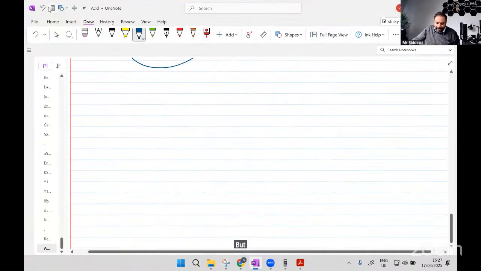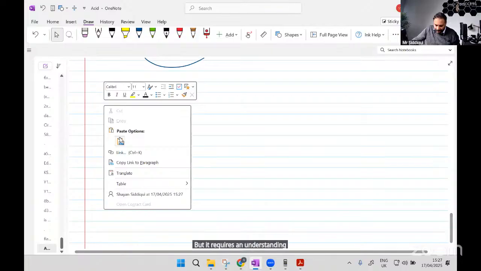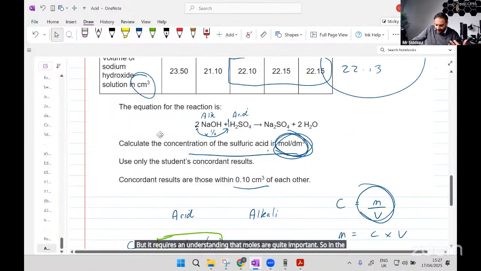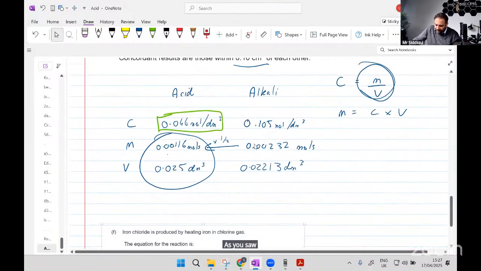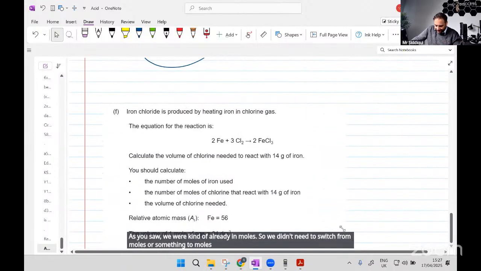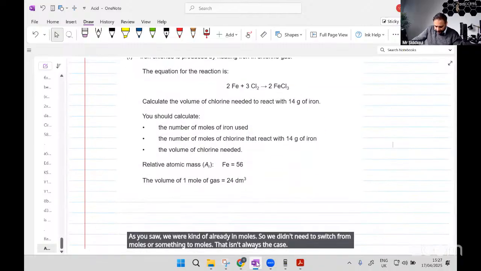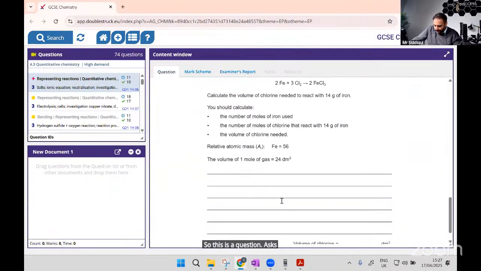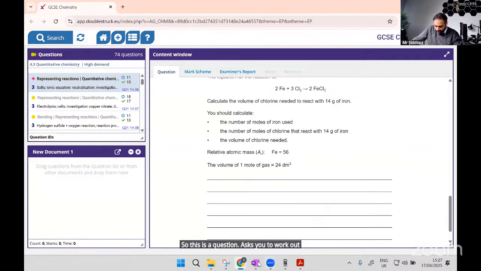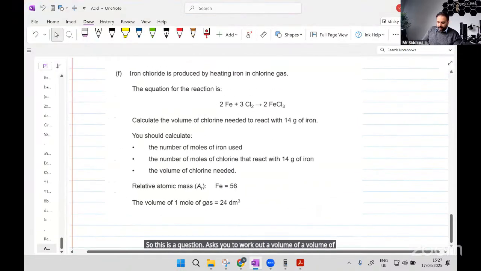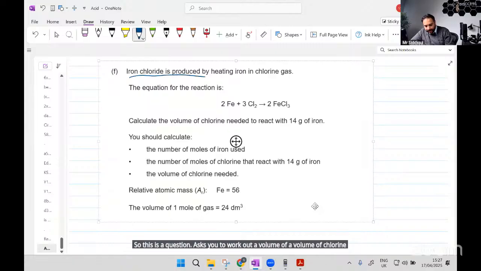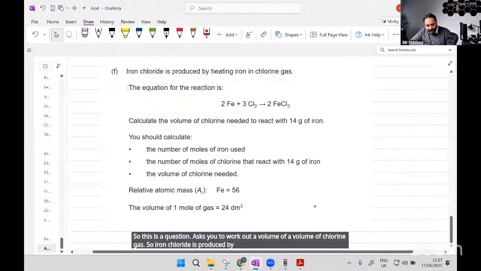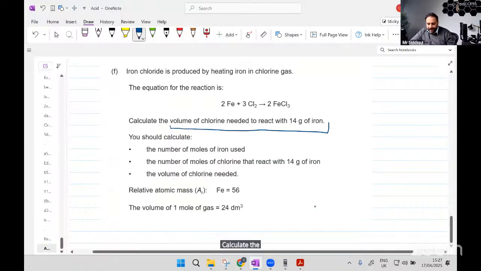But it requires an understanding that moles are quite important. So in the questions that we just did, as you saw, we were kind of already in moles. So we didn't need to switch from something to moles. That isn't always the case. So this is a question that asks you to work out a volume of chlorine gas. So iron chloride is produced by heating iron in chlorine gas. Here is the equation for the reaction. Calculate the volume of chlorine needed to react with 14 grams of iron.